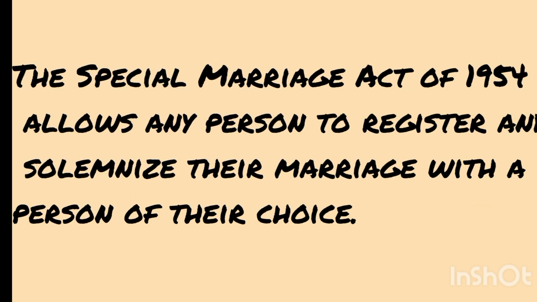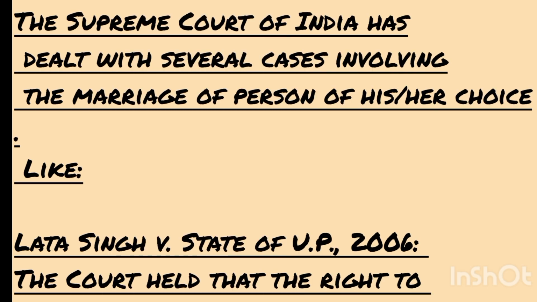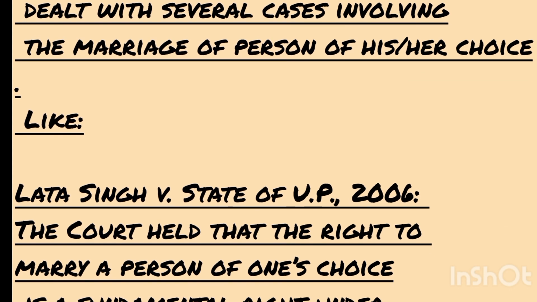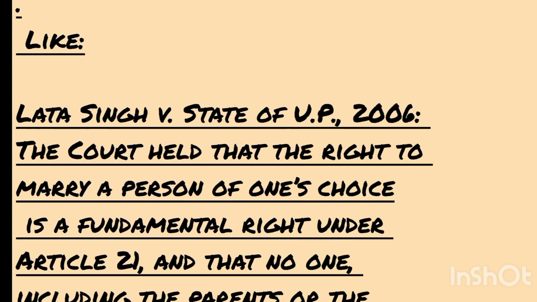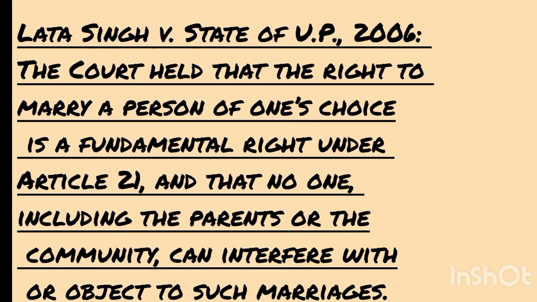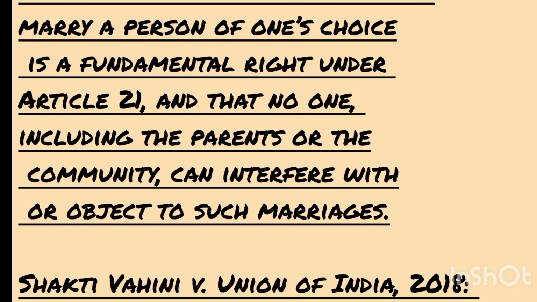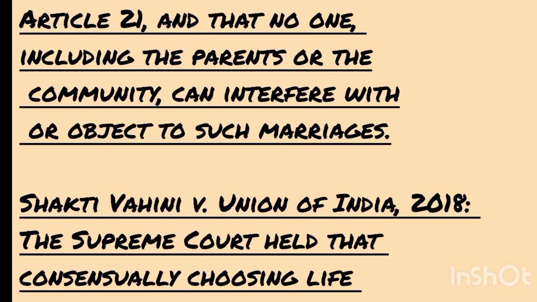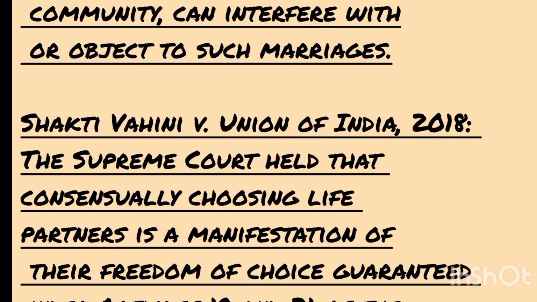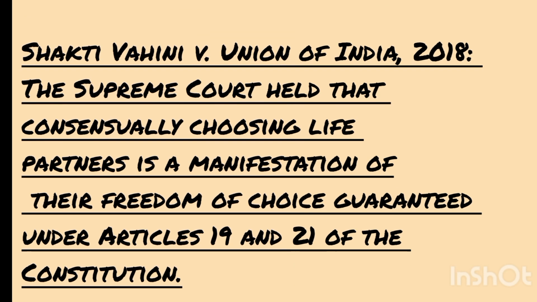The Special Marriage Act 1954 allows any person to register and solemnize their marriage with a person of their choice. The Supreme Court of India has dealt with several cases involving marriage to a person of one's choice, like the case of Lata Singh versus State of UP 2006. The court held that the right to marry a person of one's choice is a fundamental right under Article 21 and that no one, including the parents or the community, can interfere with such a marriage. In the case of Shakti Vahini versus Union of India 2018, the Supreme Court held that consensually choosing a life partner is a manifestation of the freedom of choice guaranteed under Articles 19 and 21 of the Constitution.